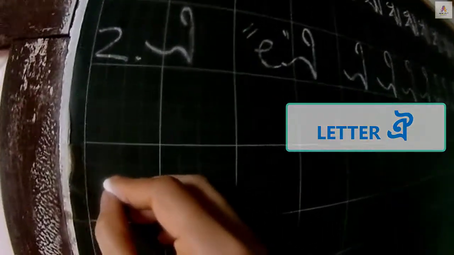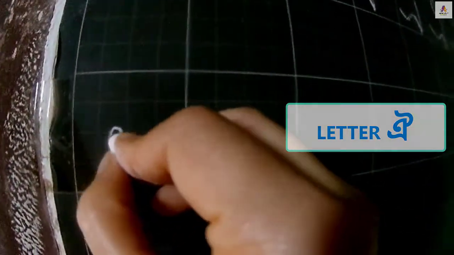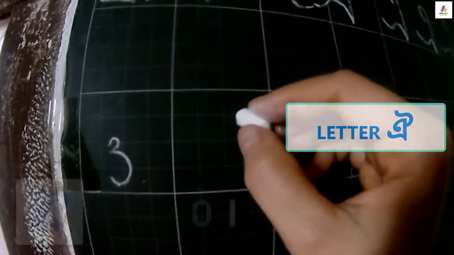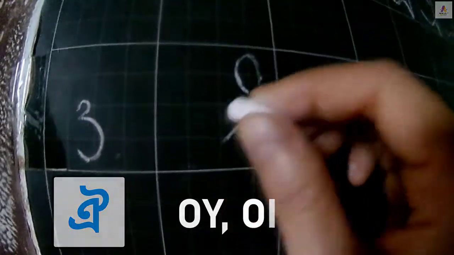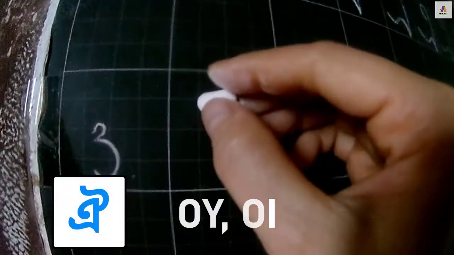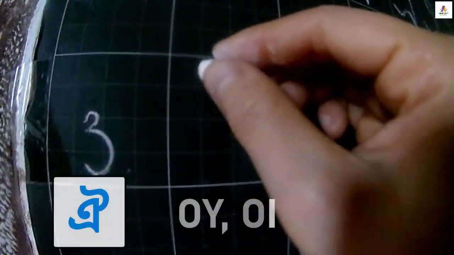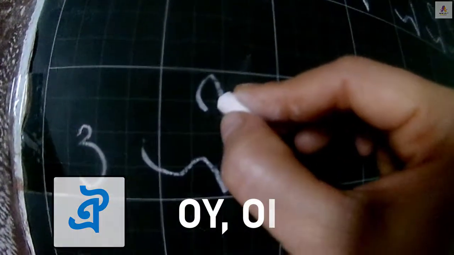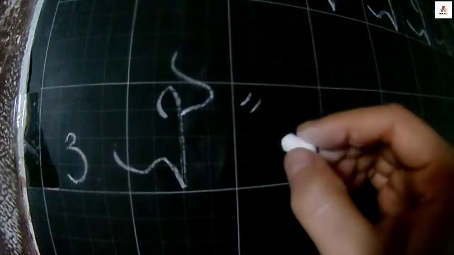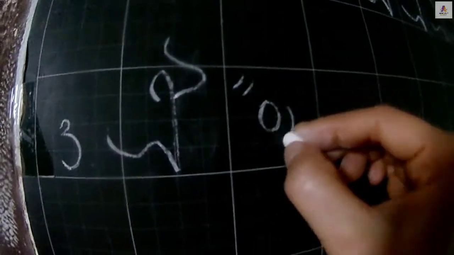Move to the letter number 3, a sister of A, which is Oin. Oin makes me think about the word boy in English. However, Oin in Bangla has a bit of a curve when ending with E. Oin, boy. To make this letter, just get an A first, then draw a curve upward.